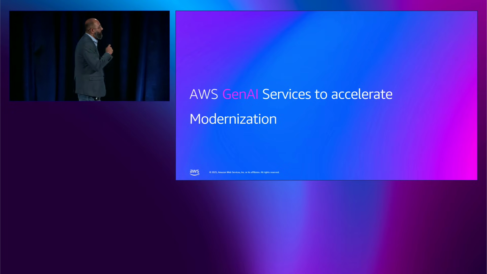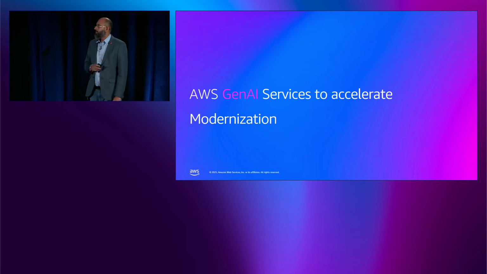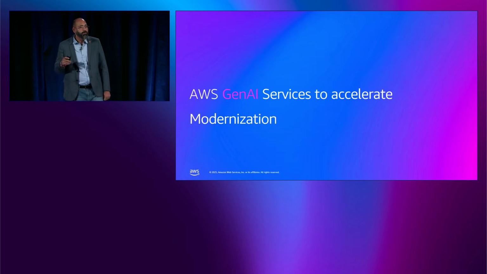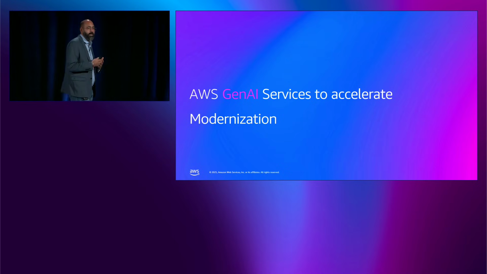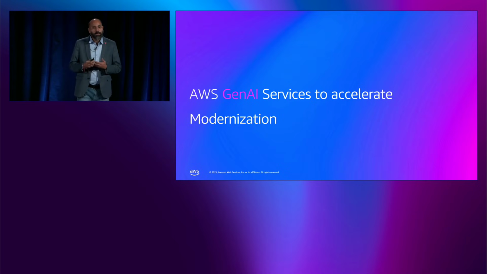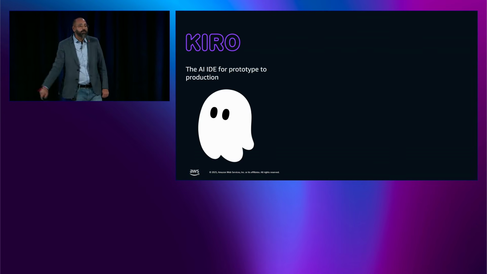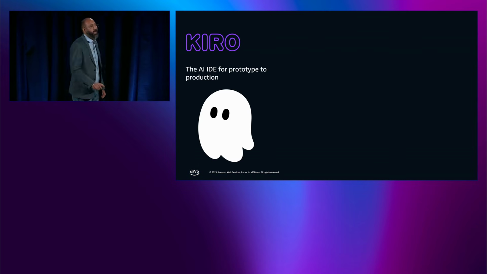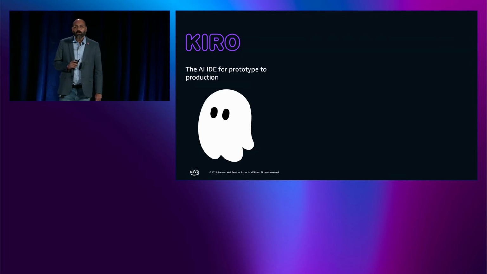So to perform these different processes to modernize a legacy application, we are going to leverage some of the key GenAI-based capabilities provided by AWS. Now, let's look at those very quickly. The first one is Kiro, which is an AI-based IDE to accelerate your prototype into production.